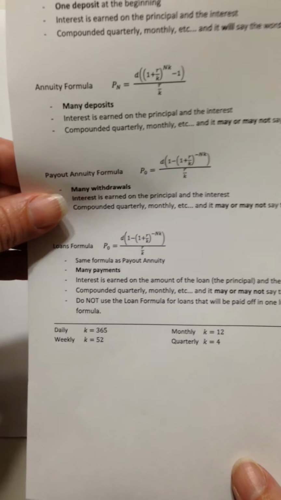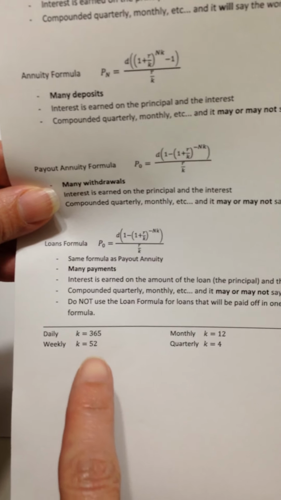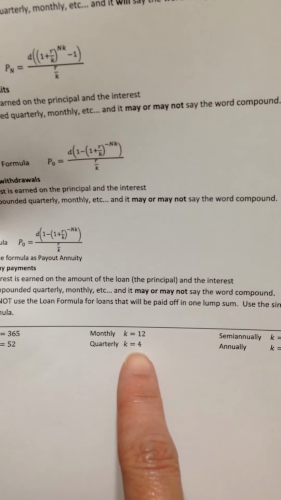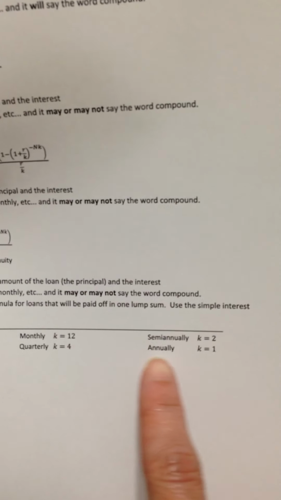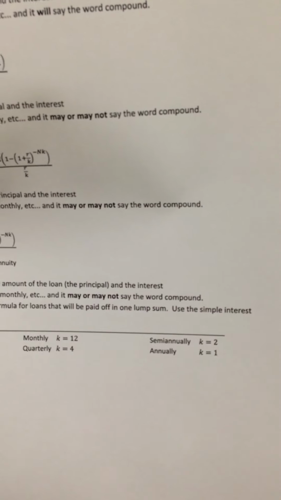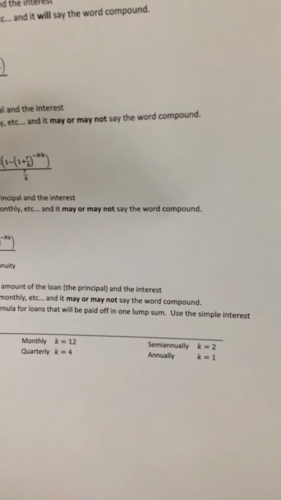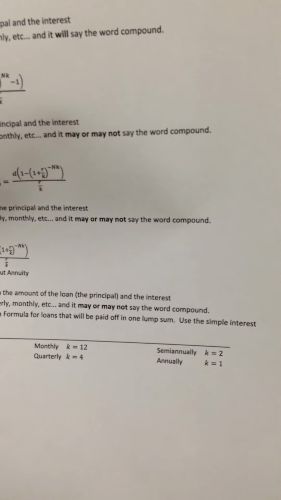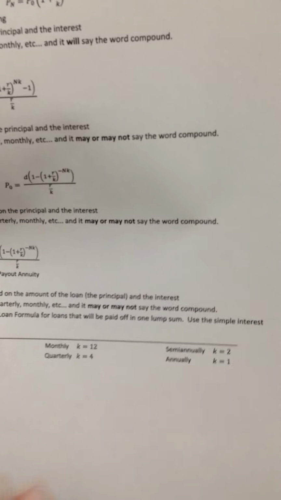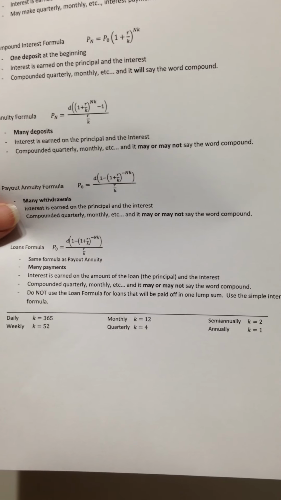I assume that you probably already know these, but if you don't, there are 365 days in a year, 52 weeks in a year, 12 months in a year, 4 quarters in a year. Semi-annually means twice a year. Annually means once a year. Simple interest doesn't need the K. Those will be for other formulas, but you may need the numbers for simple interest.